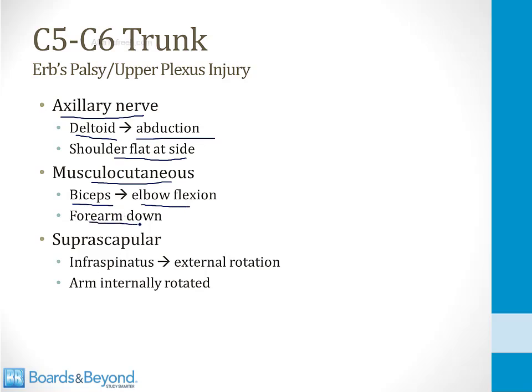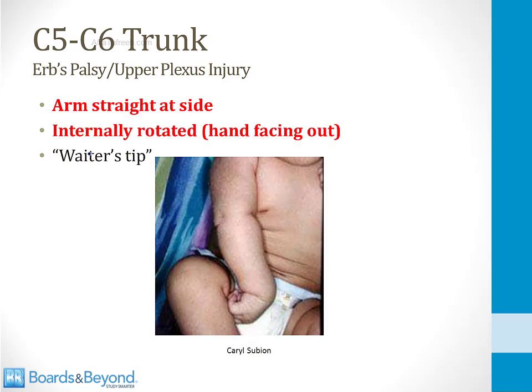And then finally, the upper trunk supplies the suprascapular nerve, which innervates the infraspinatus, which is important for external rotation. So the baby won't be able to externally rotate the arm, and therefore the arm will be internally rotated. So if you put all those lesions together, what you get is something like this picture shown on the screen here.